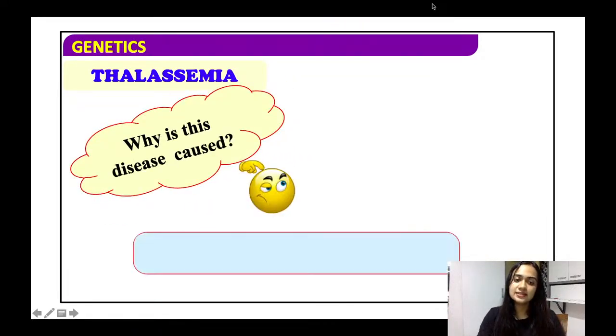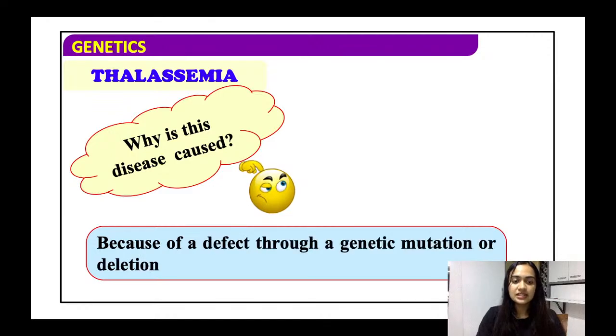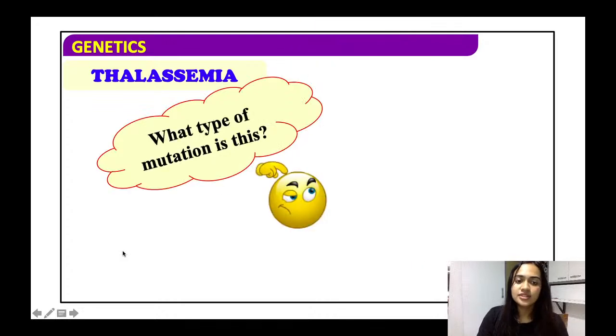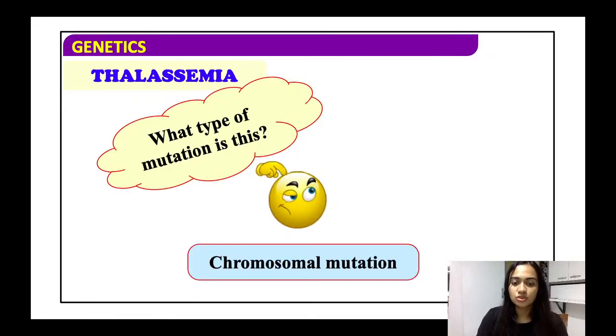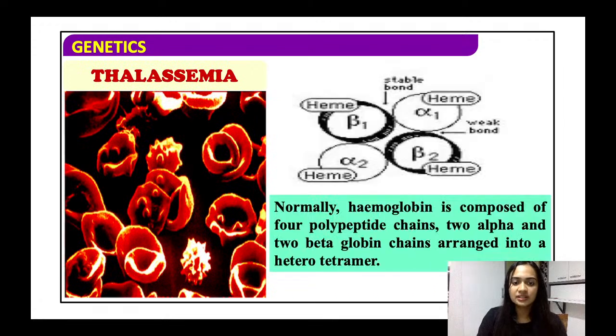Thalassemia में why is this disease caused? Because again it is a genetic mutation defect and it is a form of deletion. All right, let us see how. What type of mutation is this? So chromosomal mutation. All right, normally what happens, the hemoglobin is composed of 4 polypeptide chains.